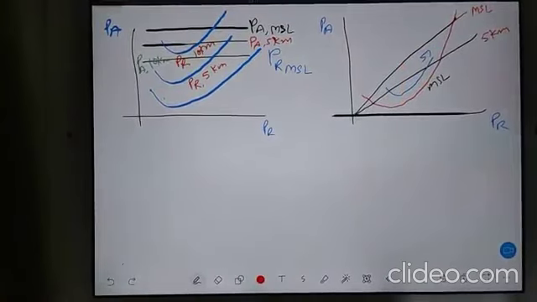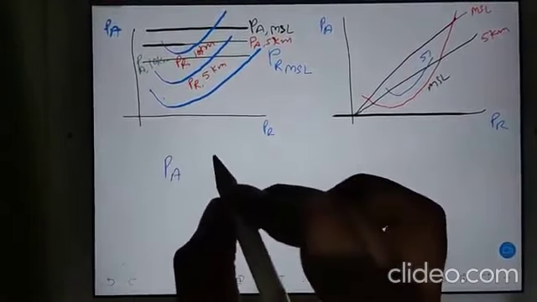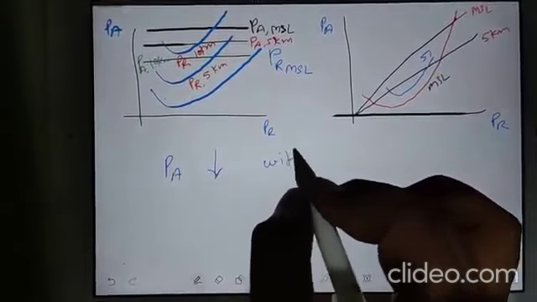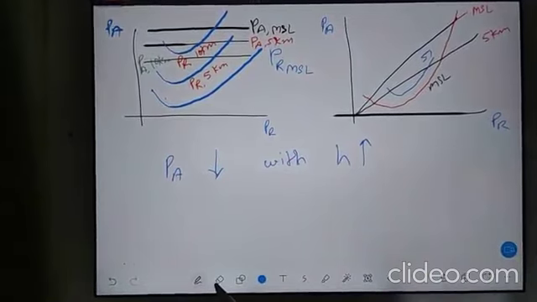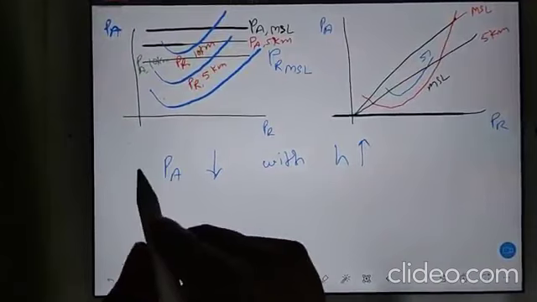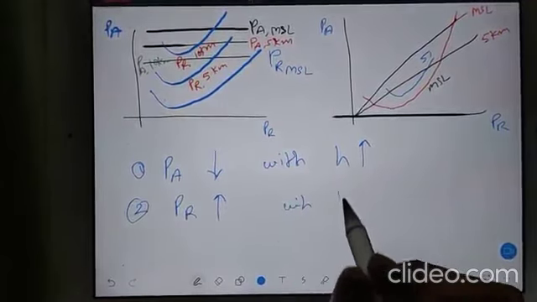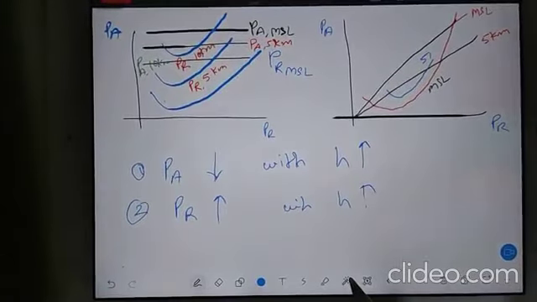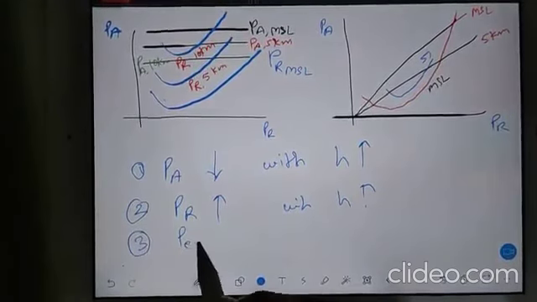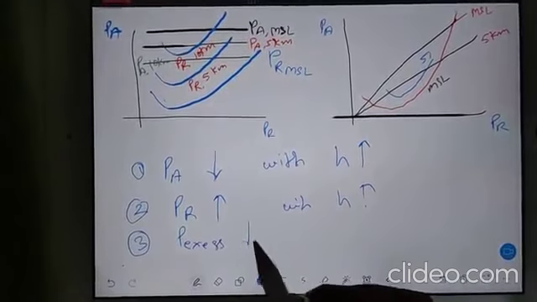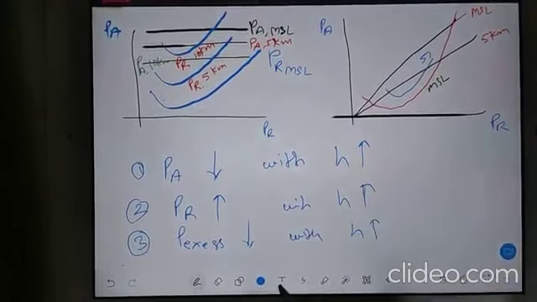So you got some observations. Power available decreases with increasing altitude. And just the opposite, power required increases with altitude. The third point is that excess power is also decreasing with increase in altitude.